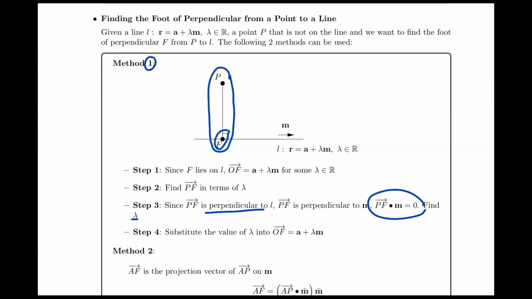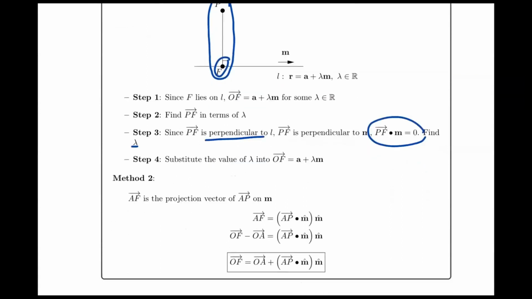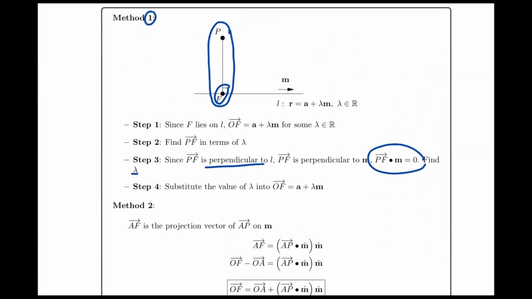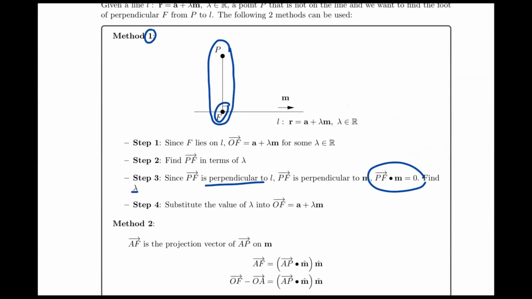Very straightforward. The other one is the length of projection. This is another alternative method, which I leave to you to read on your own. I preach the first method. It's a little bit longer, but more logical.